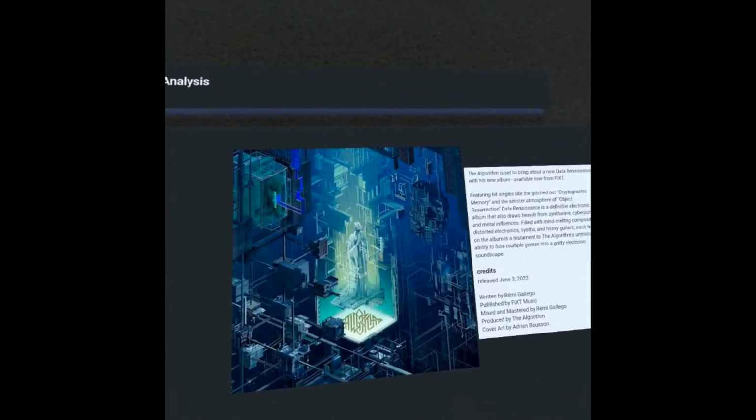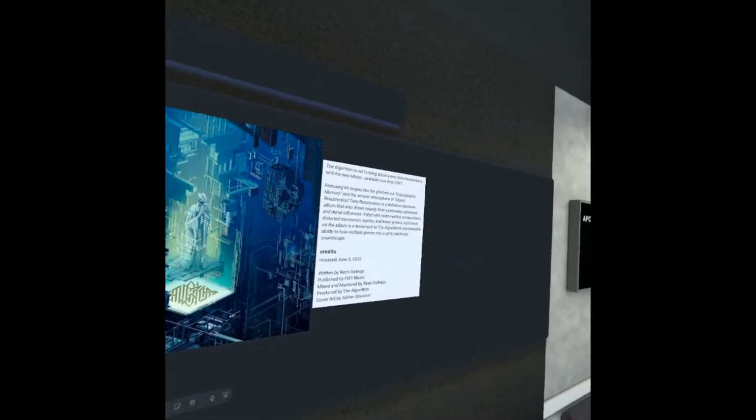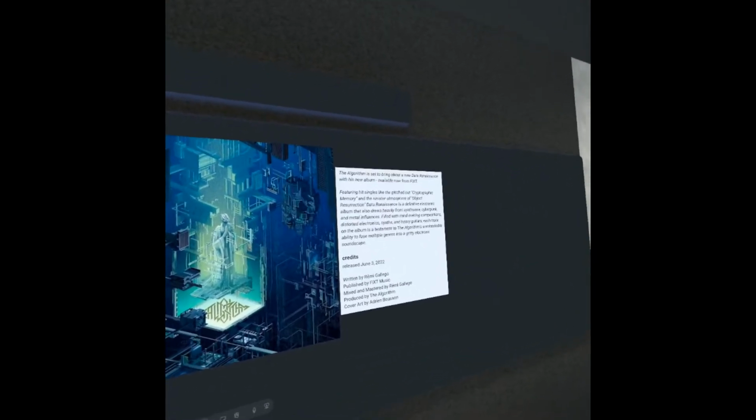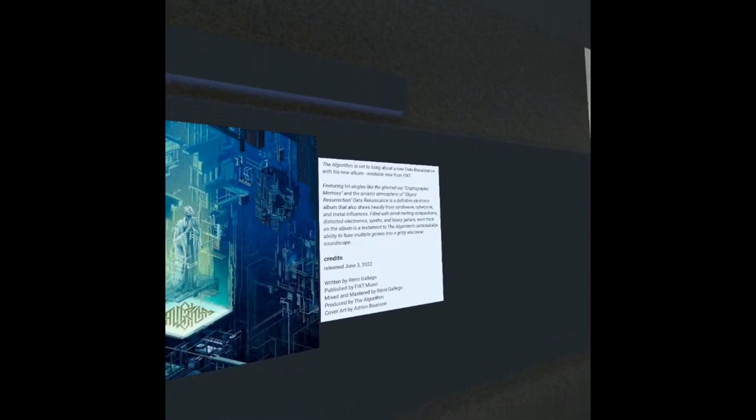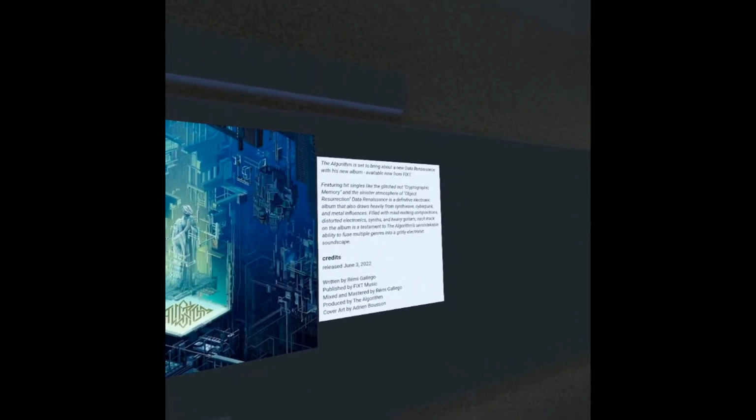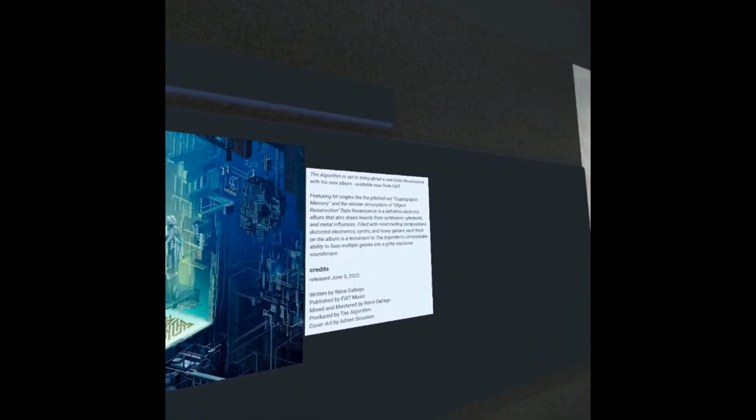I wanted to read just one small bit and then we're going to get out of here. Quote: "The Algorithm is set to bring about a new data renaissance with his new album, available now from FIXT. Featuring hit singles like the glitched out cryptographic memory and the sinister atmosphere of object resurrection, Data Renaissance is a definitive electric album that also draws heavily from synthwave, cyberpunk, and metal influences. Filled with mind-melting compositions, distorted electronic synths, and heavy guitars, each track on the album is a testament to The Algorithm's unmistakable ability to fuse multiple genres into a gritty electronic state."